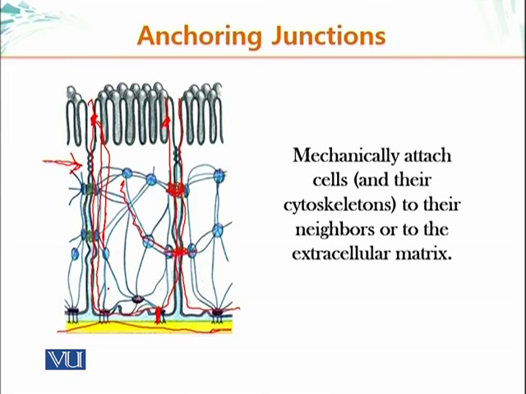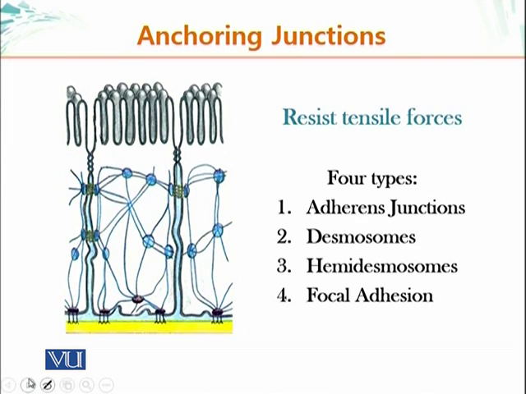So anchoring junctions, basically we were talking about anchoring junctions. That's what they do. They anchor cells in a tissue. Anchoring junctions resist tensile forces, and tensile forces are those forces, for example, when you pull on your skin. So if this cell is pulled, it is going to resist tension because it is attached to its neighboring cell and also to the extracellular matrix.